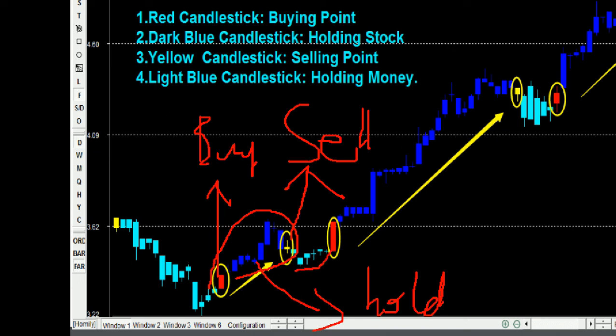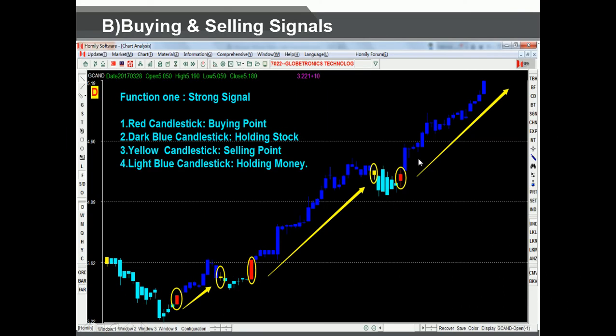And then here is the light blue. About the light blue candlestick, what should we do? Just hold money. When the next red appears, we buy again, and then the dark blue means hold, and then the yellow means sell. The next one, here is the red candlestick, buy again. Here hold. This example is Chonic. So it's very easy to understand.